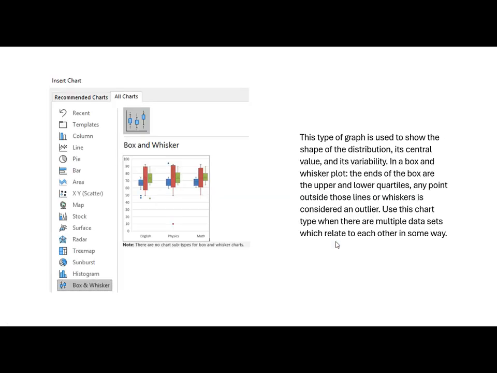Data distribution is for those interested in statistics. We have a box and whisker graph, and this type is used to show the shape of the distribution, its central value, and its variability. In a box and whisker plot, the ends of the box are the upper and lower quartiles. Any point outside those lines or whiskers is considered an outlier.